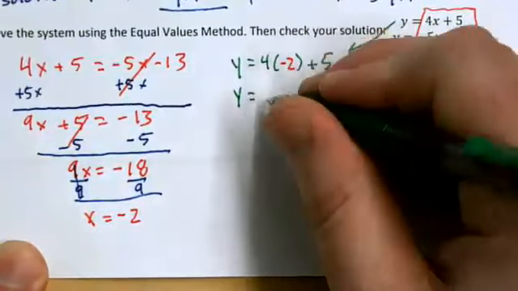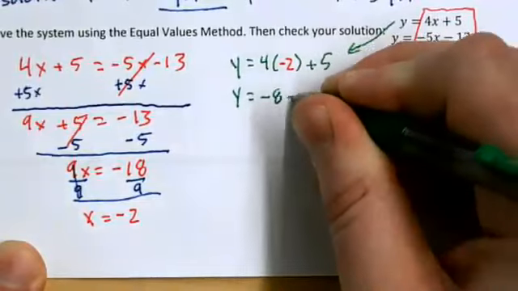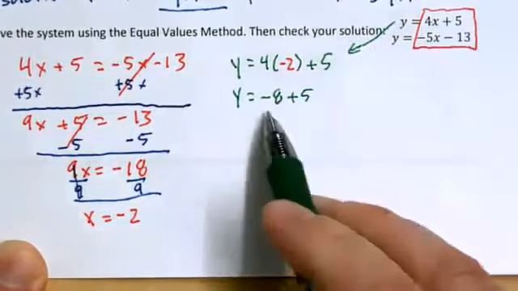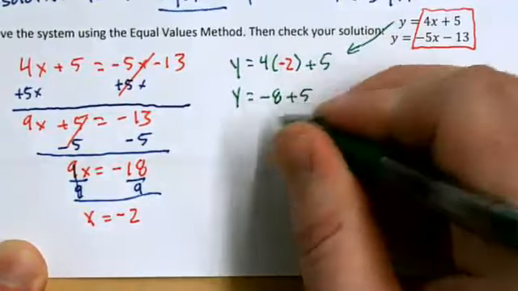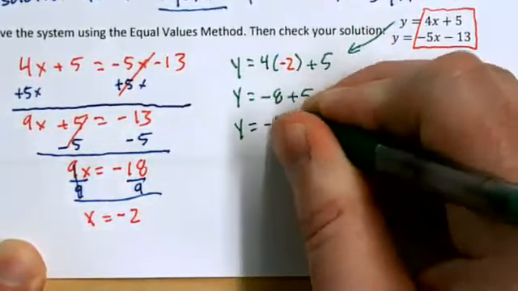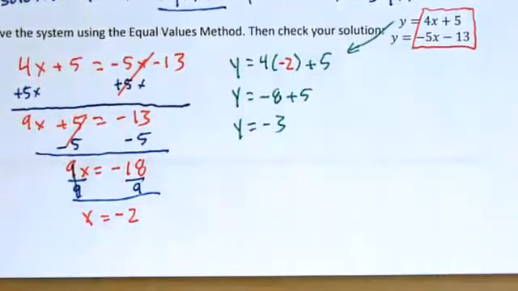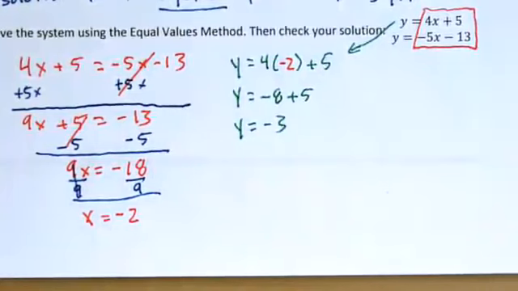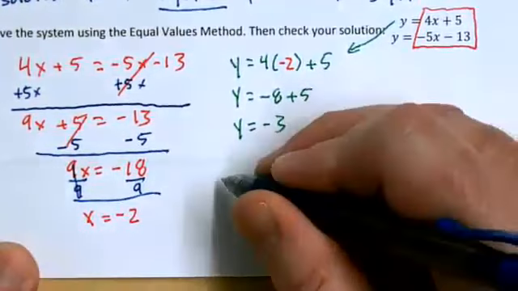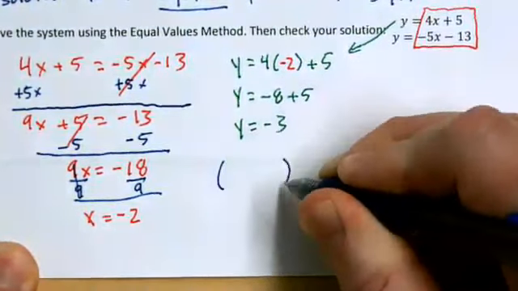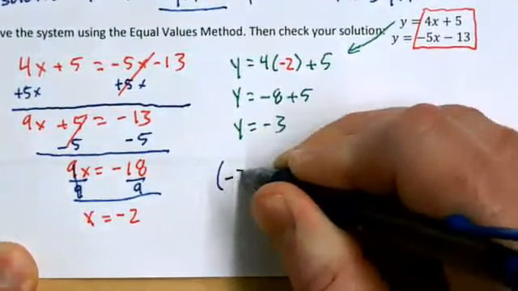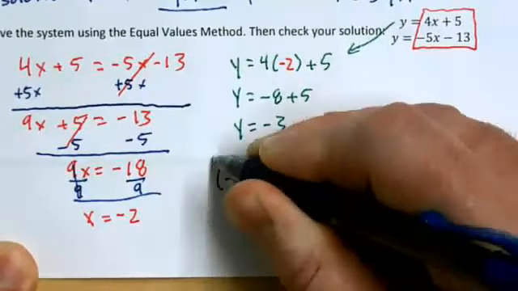4 times negative 2 is negative 8. Negative 8 plus 5 is negative 3. So I think that my solution is negative 2, negative 3.